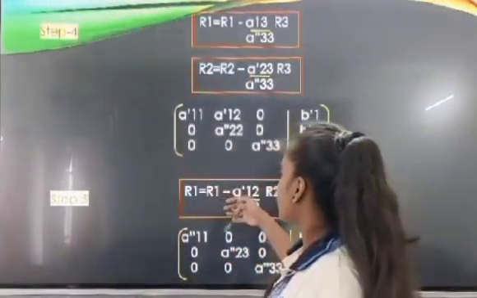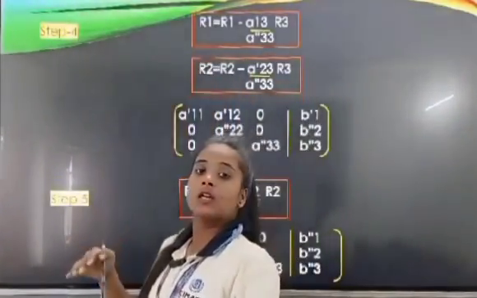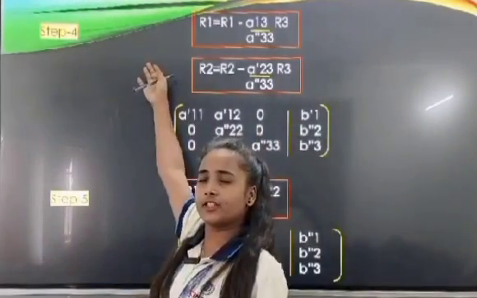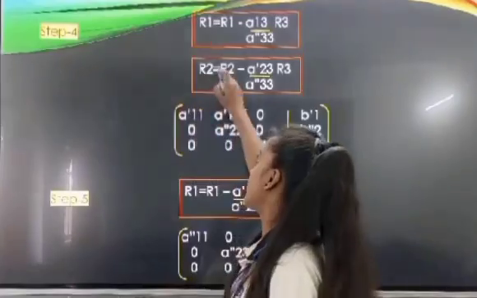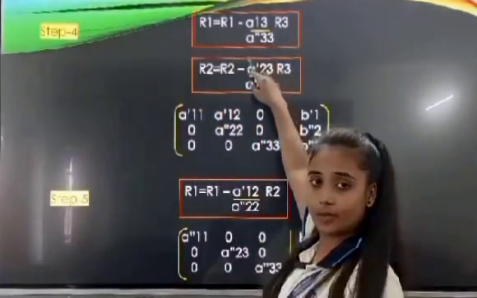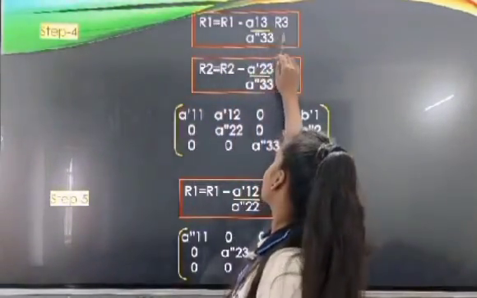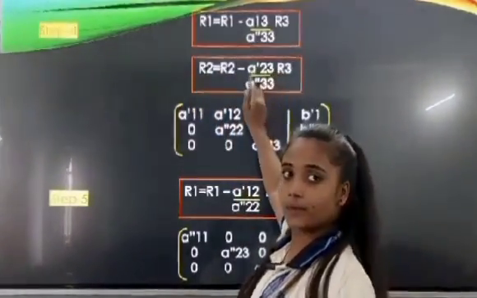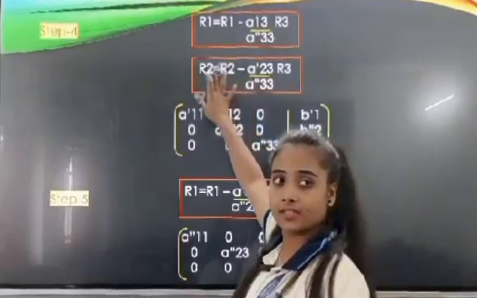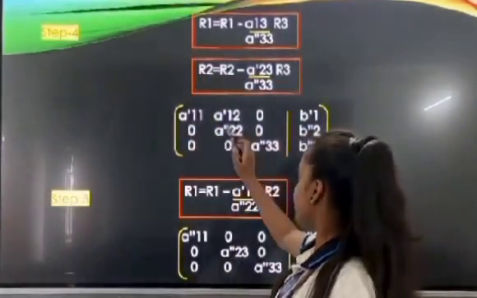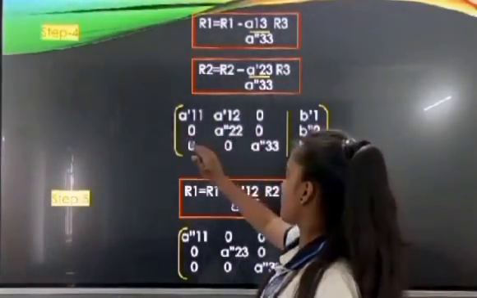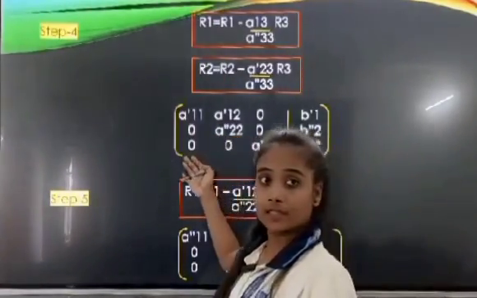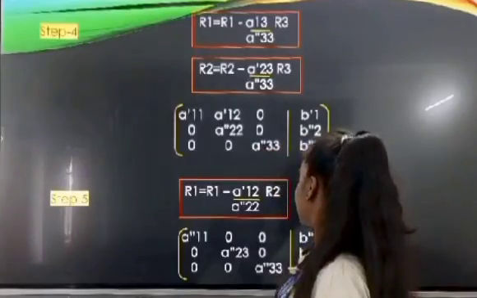We also have to make the upper diagonal entries zero. For making a13 and a23 zero, we have the formula r1 tends to r1 minus a13 upon a double dash 33 times r3, and the second formula is r2 tends to r2 minus a dash 23 upon a double dash 33 times r3. By using these formulas we get a dash 11, a dash 12, 0 and b dash 1, and 0, a double dash 22, 0 and b double dash 2, and 0, 0, a double dash 33 and b double dash 3.